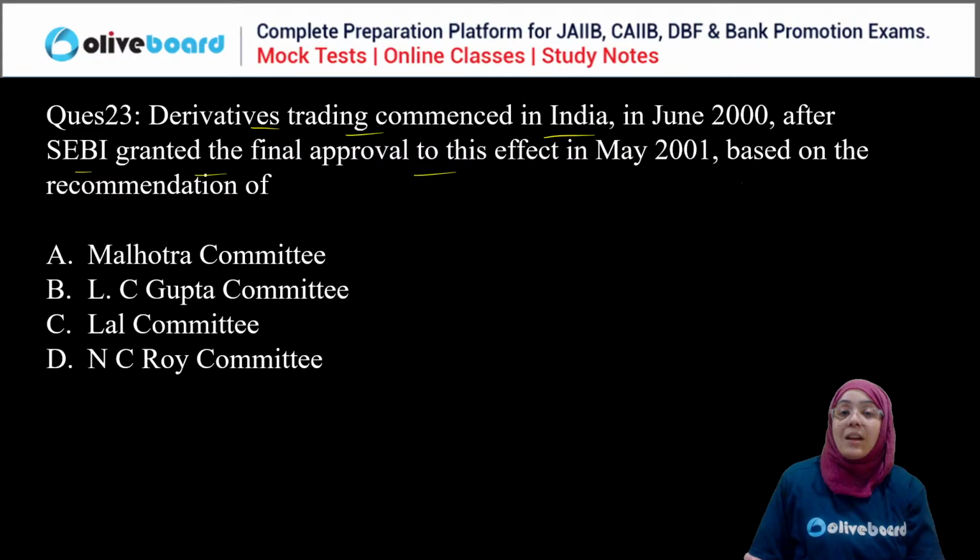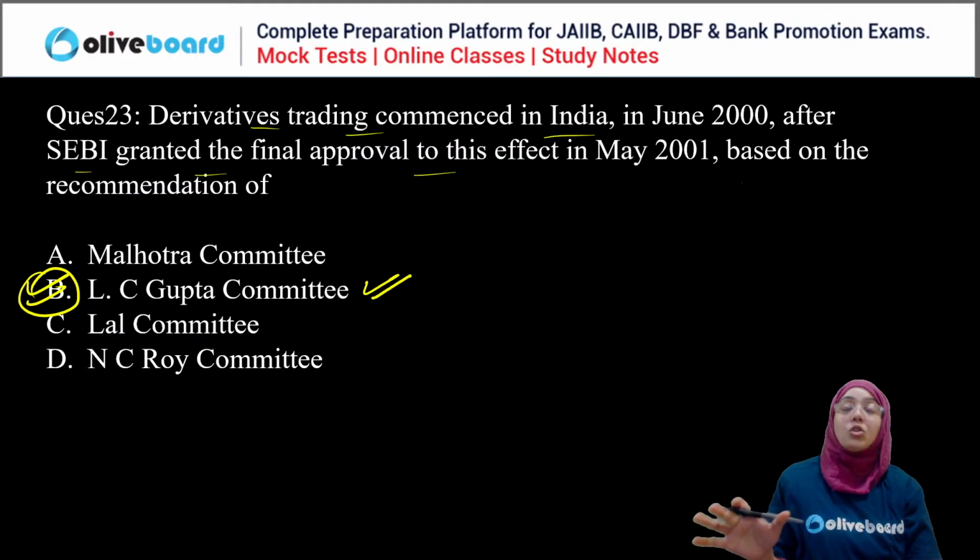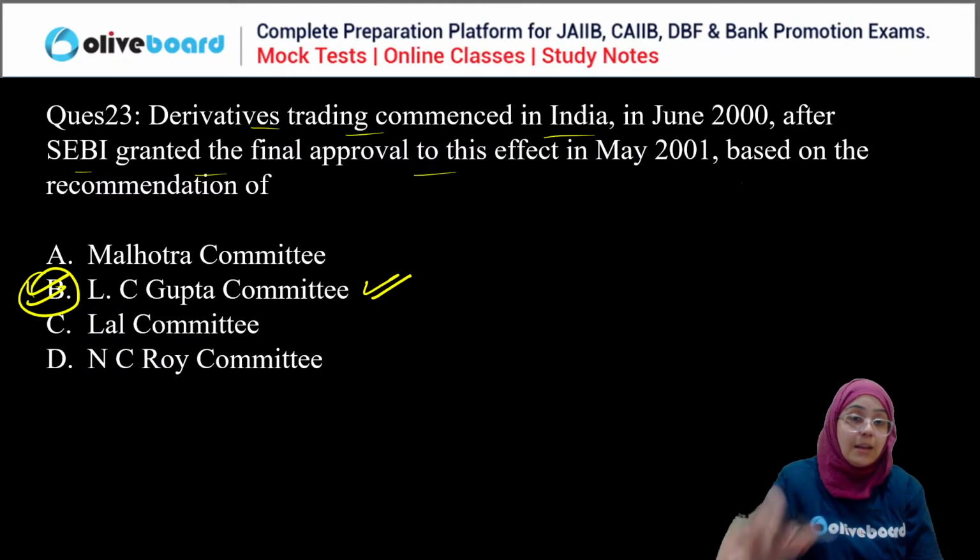So, derivative trading commenced in India after the recommendation of the LC Gupta Committee, right? So, B is the correct answer. Very important question. Committees are very important, right?